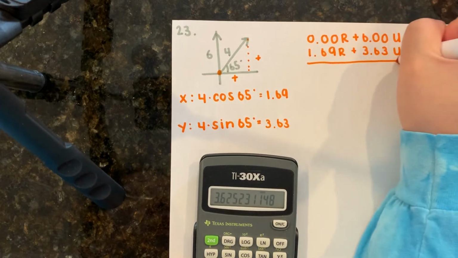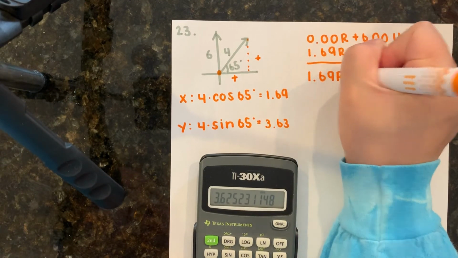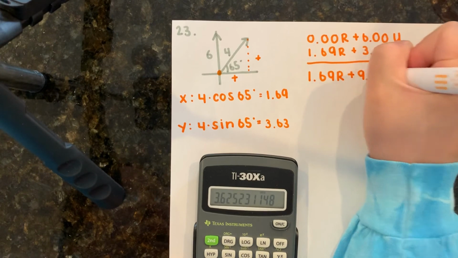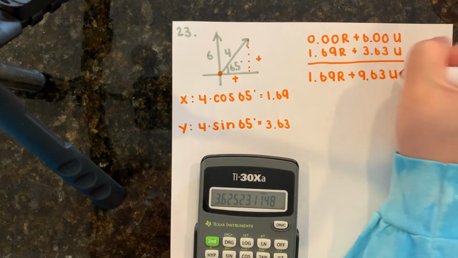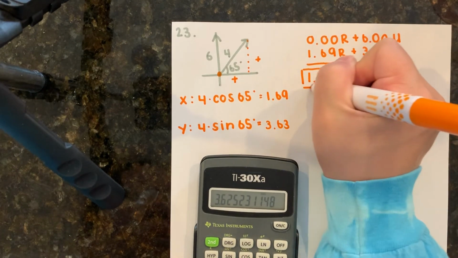So when I combine that, you'll get positive 1.69 r, and then plus 9.63 u. And that would be your result.